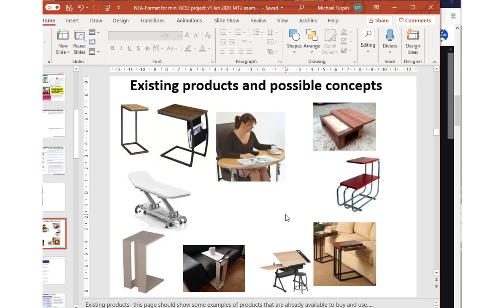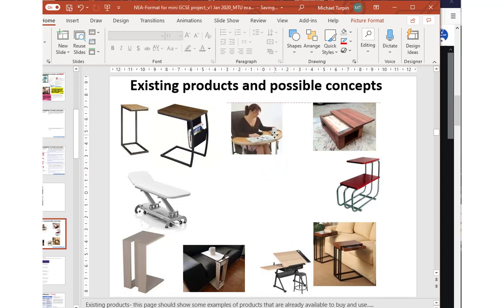So this is part 1 of existing products and possible concepts. Okay, so if you watch me, I'll write some notes on here for a couple of minutes, and then that's down to you to do your own task. Okay, think about your page layout, think about the information that you're conveying.